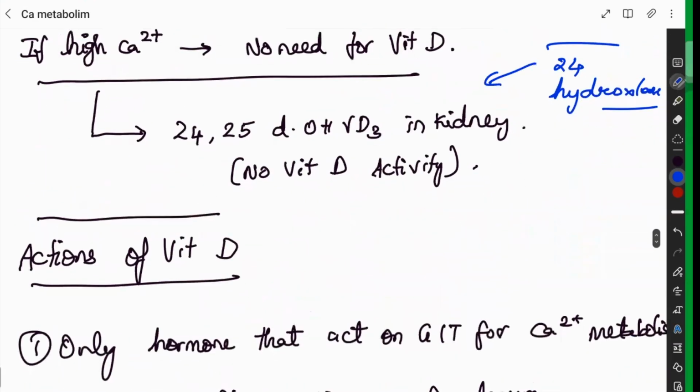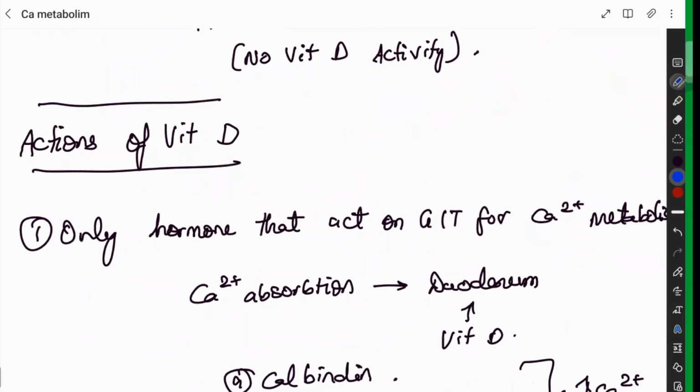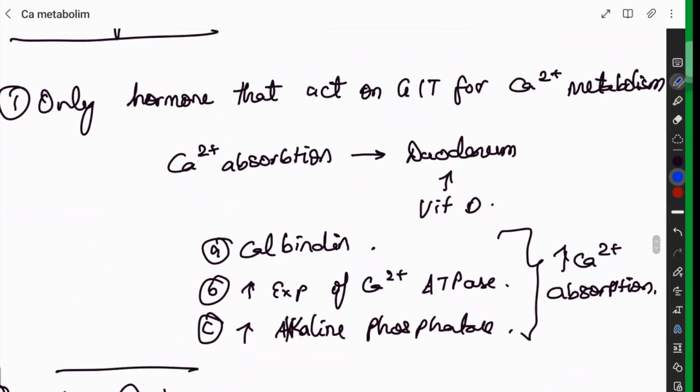Clear? Now coming to the action of your vitamin D. Vitamin D is the hormone that acts on your GIT for calcium metabolism. Calcium absorption occurs in your duodenum in the presence of vitamin D. Vitamin D is a factor for absorption of your calcium. What are the other factors? You need calbindin, you need increased expression of your calcium ATPase, and you need increased alkaline phosphatase. These 3 points are necessary for increasing the calcium absorption.